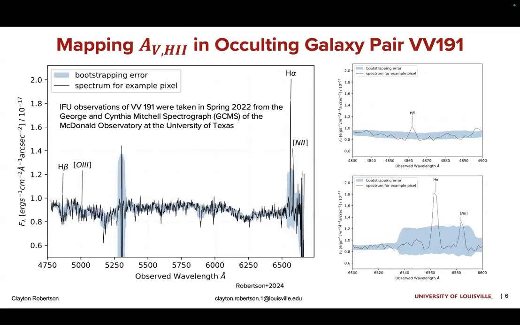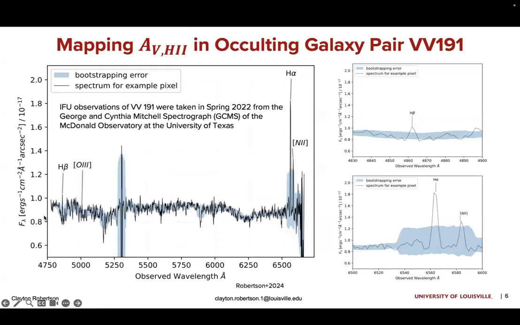Observations from the George and Cynthia Mitchell Spectrograph at the McDonald Observatory of the University of Texas got IFU, integral field unit, observations of this same galaxy pair VV191 in this bandwidth.